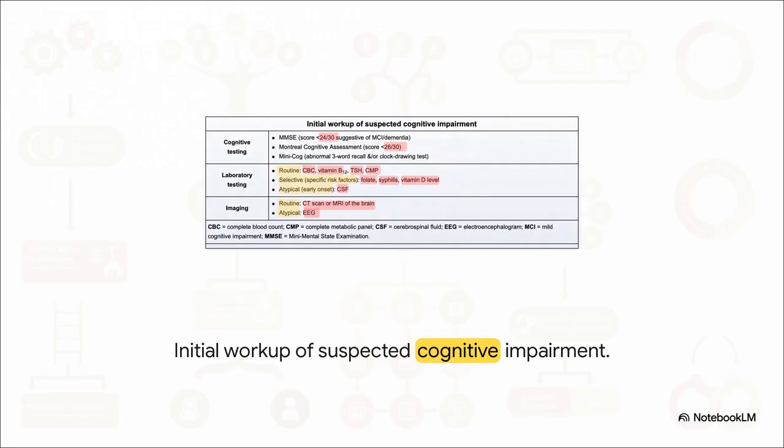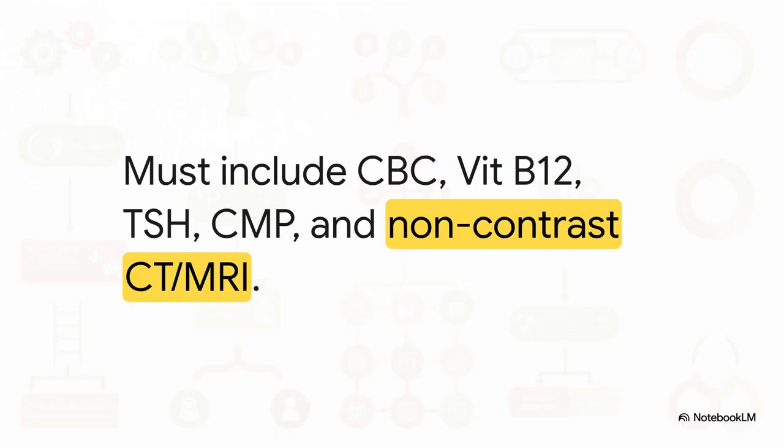But here's the kicker. A primary dementia diagnosis absolutely requires ruling out secondary reversible causes. So every single patient needs routine labs and structural neuroimaging, typically a non-contrast CT or MRI, to evaluate for strokes, tumors, or normal pressure hydrocephalus. For that routine reversible workup, you absolutely must include a CBC, vitamin B12, TSH, and a CMP.